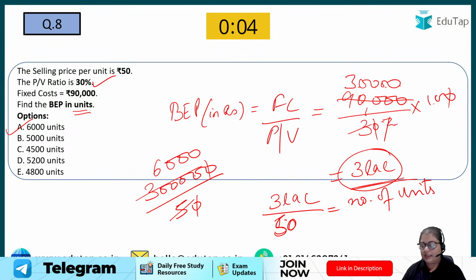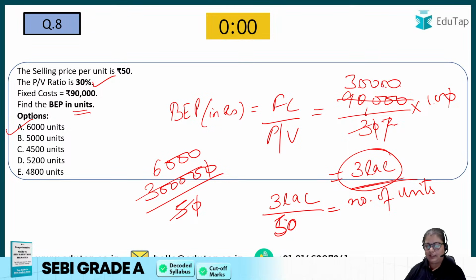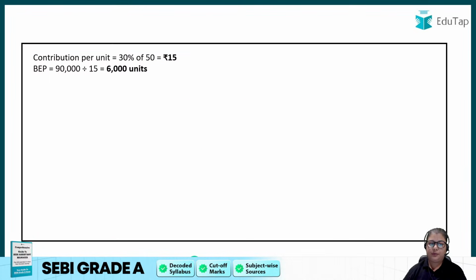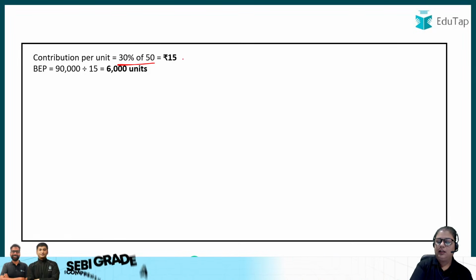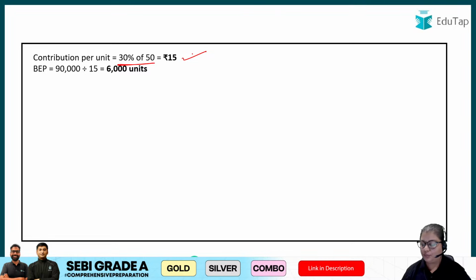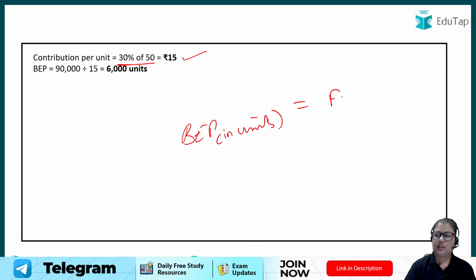Okay, someone has said 90,000 divided by 15. That is also correct. That is also one of the methods. Let me show you how. Because contribution will be calculated as 30% of 50. That is 15 rupees. So contribution per unit we will get. So how do we find out the break even point in units? That is fixed cost upon contribution per unit.